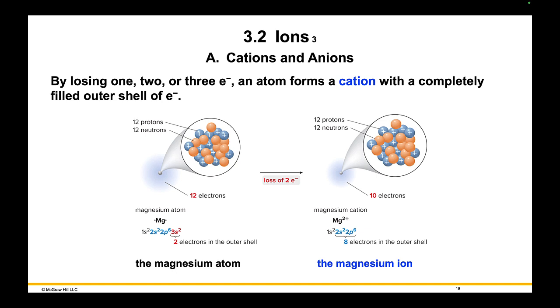By losing 1, 2, or 3 electrons, an atom will form a cation with a completely filled outer shell of electrons. So in the example that we already saw, we had the magnesium atom with 2 valence electrons. The neutral atom is going to have 12 protons and 12 electrons to balance each other out. But when it loses those 2 electrons, now it's going to have 12 protons but only 10 electrons, and so you get a charge of +2 on the magnesium ion.